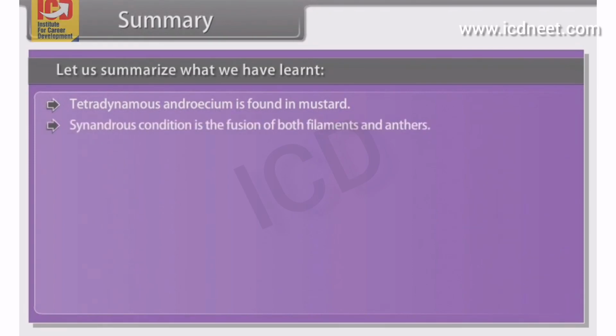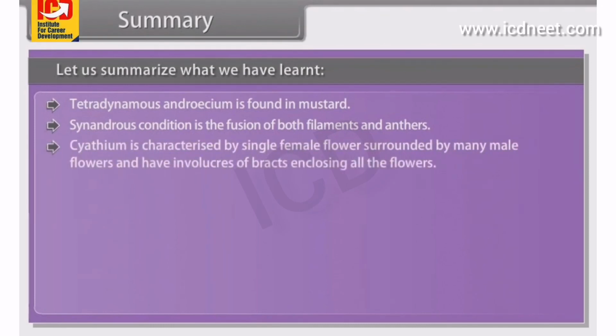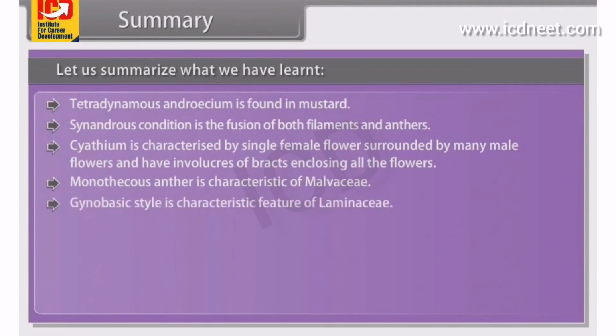Synandrous condition is the fusion of both filaments and anthers. Cyathium is characterized by a single female flower surrounded by many male flowers and has an involucre of bracts enclosing all flowers. Monothecous anther is characteristic of Malvaceae. Gynobasic style is characteristic feature of Lamiaceae. Bicarpellary syncarpous inferior ovary is found in Cypsela.